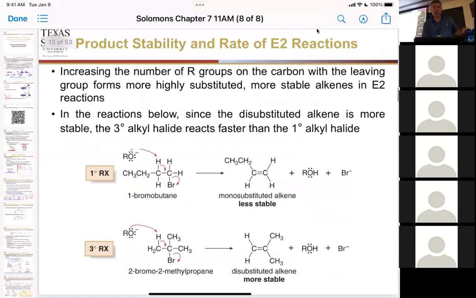Okay. So let's talk about the different possibilities of stability here. So in this case here, we have a primary alkyl halide right here.